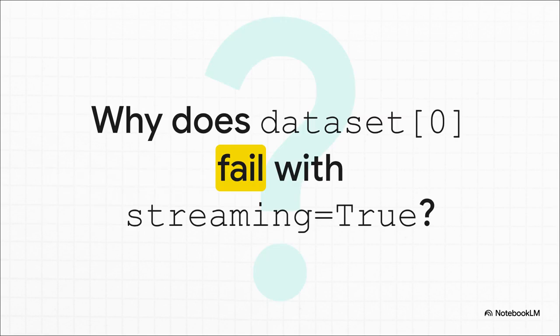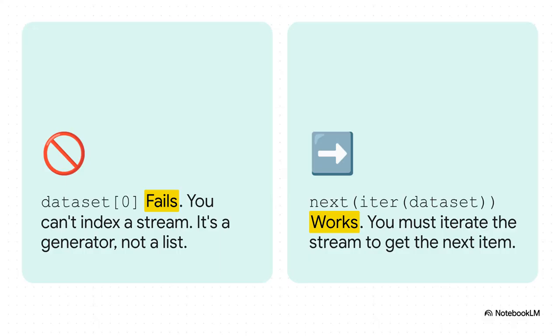Okay, let's look at another super powerful feature, streaming. But it comes with a common little trap. Why would this code, which looks totally normal, suddenly fail the moment you add streaming equals true? The reason is that a streaming dataset isn't a list that you can just jump into anywhere you want. Think of it like a live TV show or a video stream. You can't just skip ahead to a scene that hasn't aired yet. You have to move through it, one item at a time, using something like next(iter(dataset)). You can't just ask for index 0.